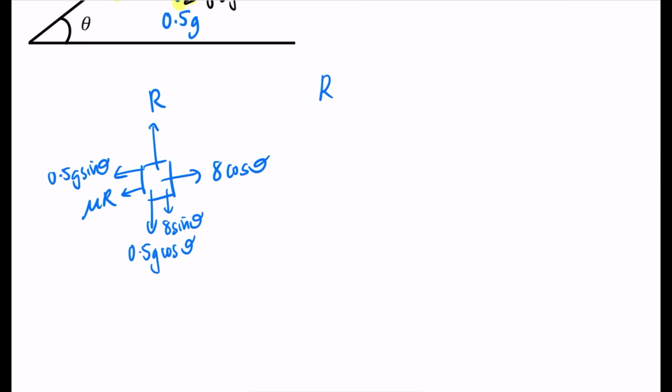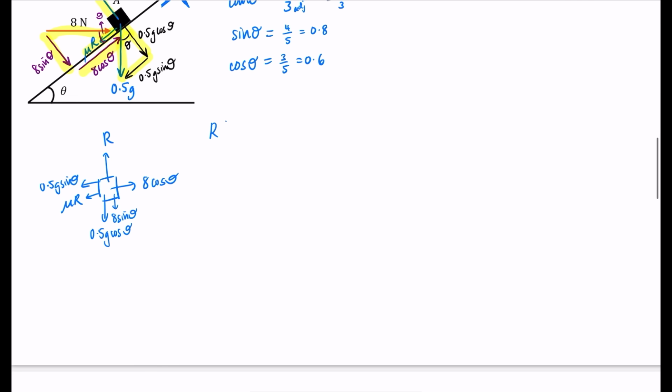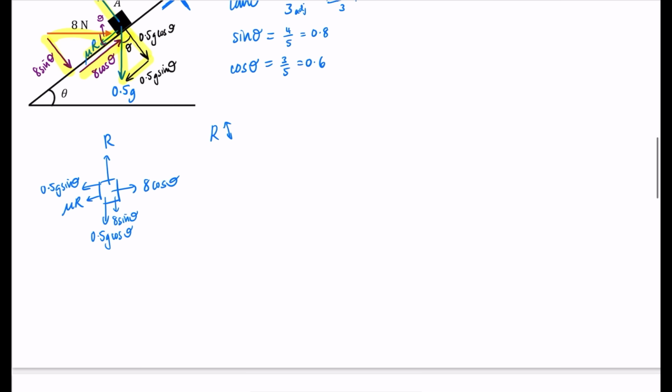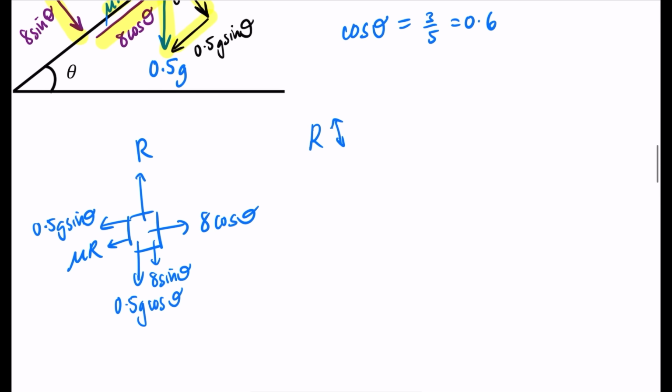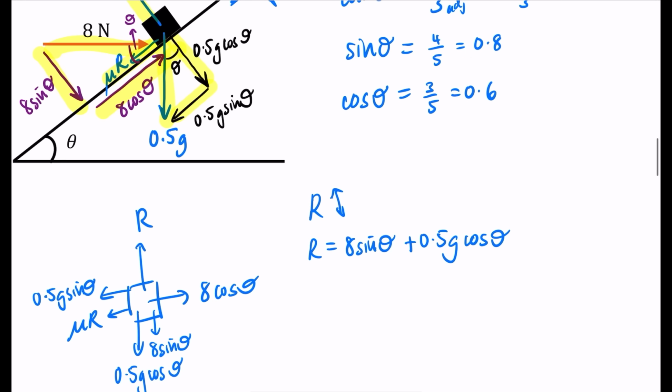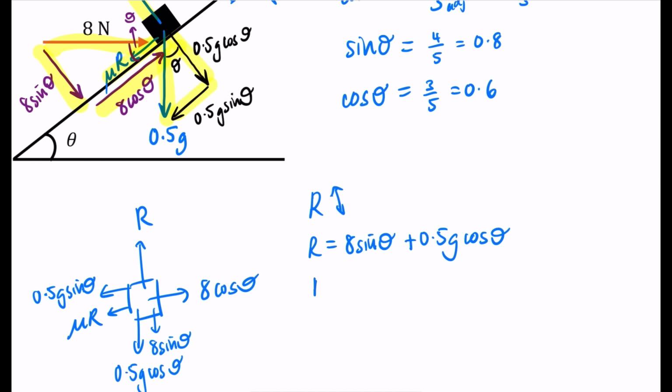So I'm going to do resolving, I guess it's actually resolving perpendicular to the plane, in this sort of direction, but on my diagram it's these ones that are going up and down. So R is equal to 8 sine theta plus 0.5g cos theta, and I know these things here, so I can just type on my calculator 8 times 0.8 plus 0.5 times 9.8 times cos theta, which is 0.6, and I get that the normal reaction in this case is 9.34 newtons.